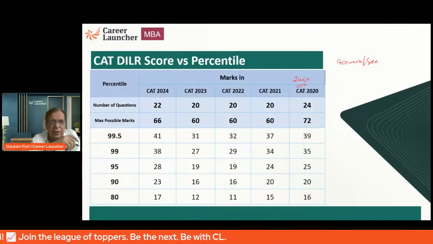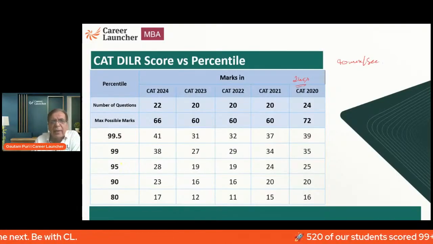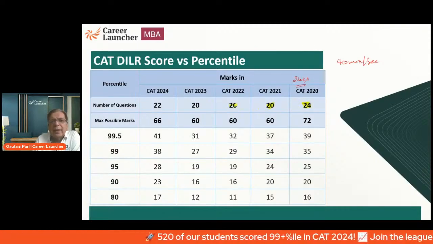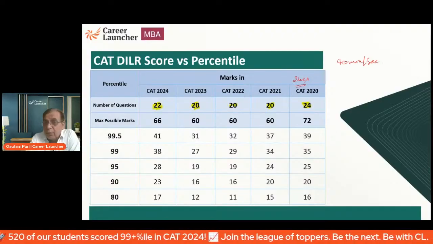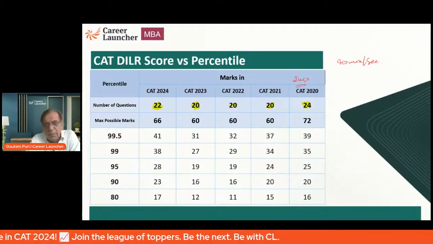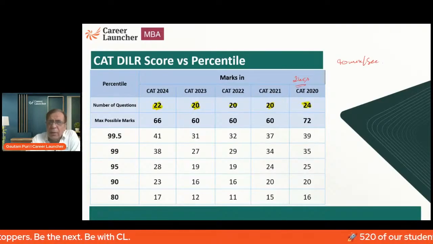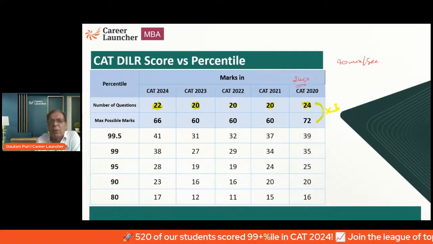If you look at the DILR section, okay. Now if you look at the number of questions and the marks. So if you look at number of questions in DILR, by and large has been 20. Last year CAT 24 was 22, and CAT 2020 was 24. And the number of sets is 5 sets of data. Okay. Now when you look at the maximum possible marks, you get to an idea which is nothing but the number of questions multiplied with 3. So that is all we are looking at.